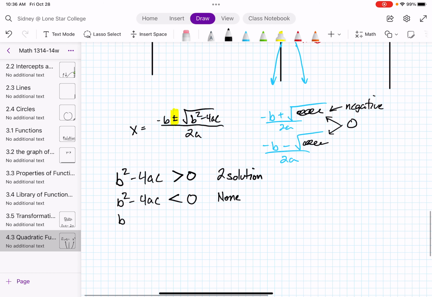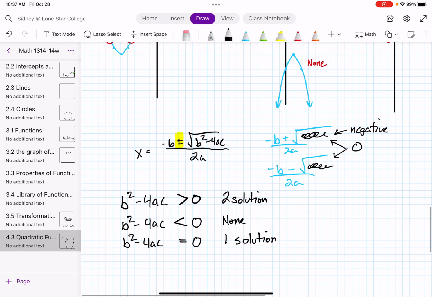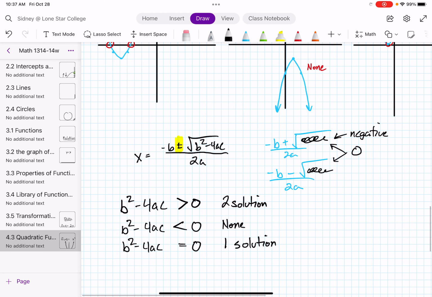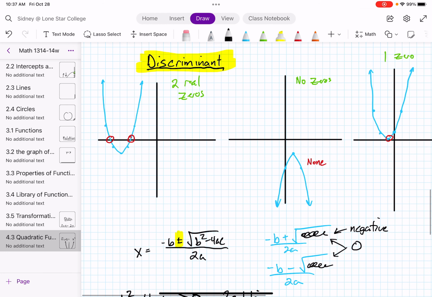And lastly, if b squared minus 4ac is exactly 0, then it doesn't matter that it's plus the square root of 0 or minus the square root of 0. It's the same thing, because plus 0 minus 0 doesn't change our value. And that is the case where we have exactly one solution. So when we look at the discriminant, it allows us to predict with 100% accuracy which of these three cases we're going to get. Is it going to be two real zeros, no zeros, or exactly one zero?